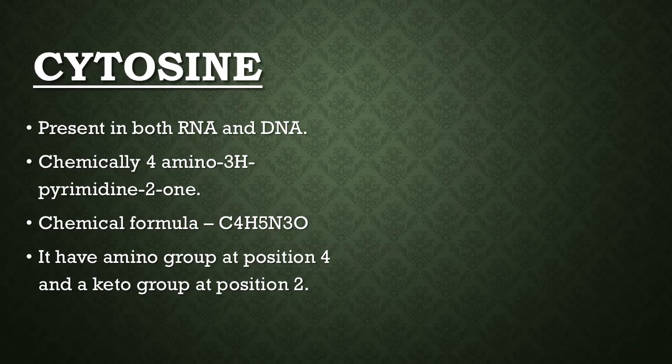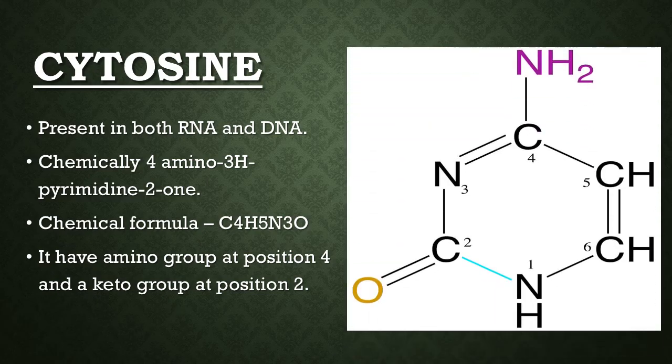Now let's talk about cytosine. Cytosine is present in both RNA and DNA. Chemically, it is 4-amino-3H-pyrimidine-2-one. The 'one' means a ketone group is present in cytosine. The chemical formula of cytosine is C4H5N3O. Now let's have a look at the picture, the very important structure of cytosine. It has an amino group at position 4 and a keto group at the second position.